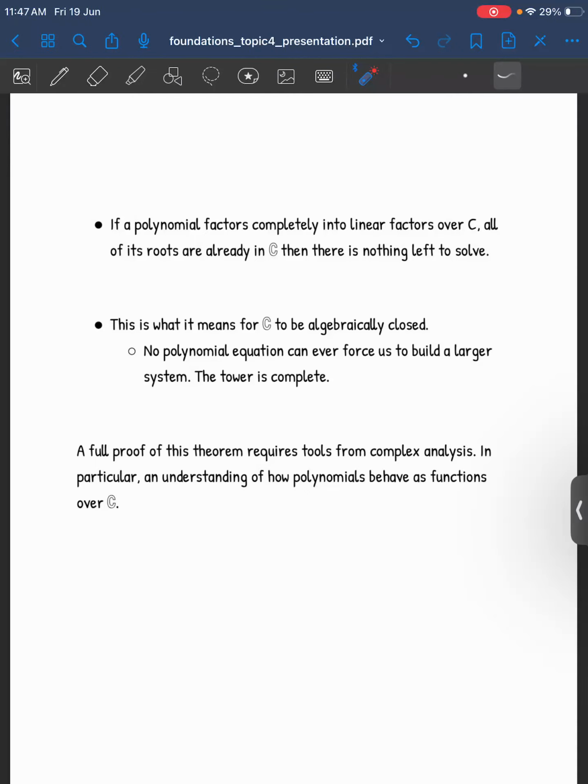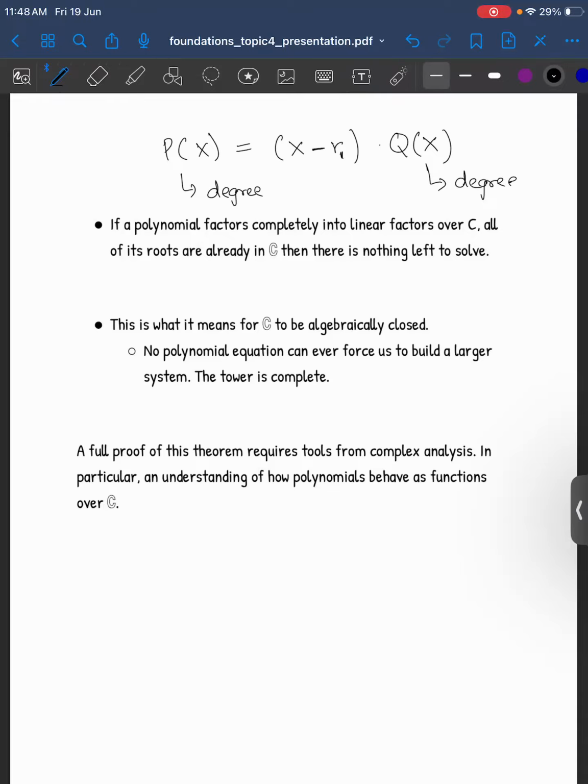So if every degree d polynomial can be factored as p of x equal to x minus, say, r1 times q of x, where p is of degree d and q of x is of degree d minus 1, now I can repeat this process with q of x, and I can keep going.